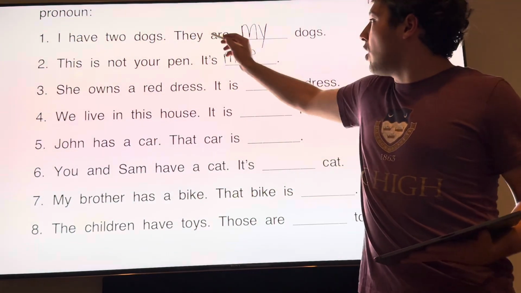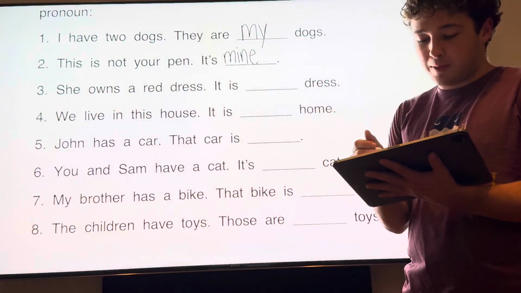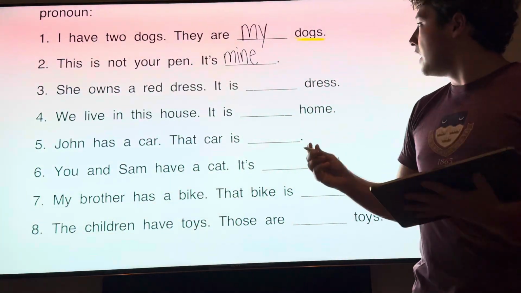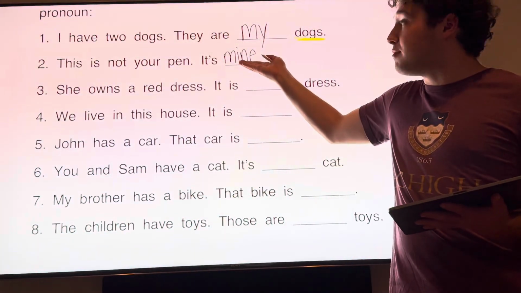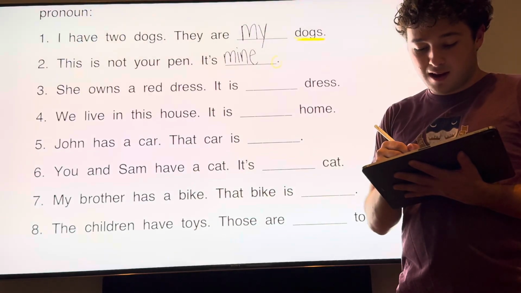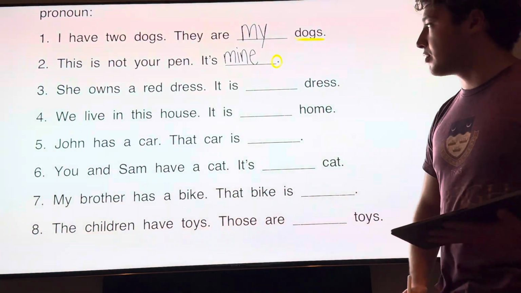Notice, they are my dogs. My dogs is the subject here. It is the subject. However, it's mine. The reason we have mine is because the sentence ends. There's a period. That's it. Let's go to number 3.